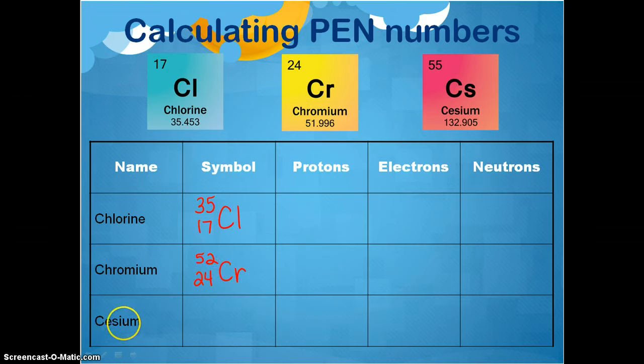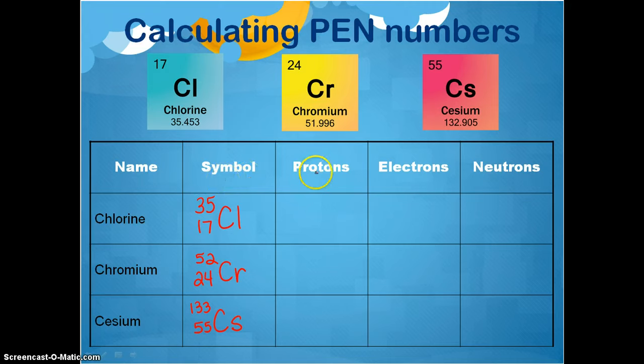And my last one, cesium. Its symbol is Cs, so I'm writing my Cs. My atomic number is 55, that goes at the bottom. And my mass number, again, I'm rounding it off, so it rounds to 133. So this should be our first step when calculating the PEN.